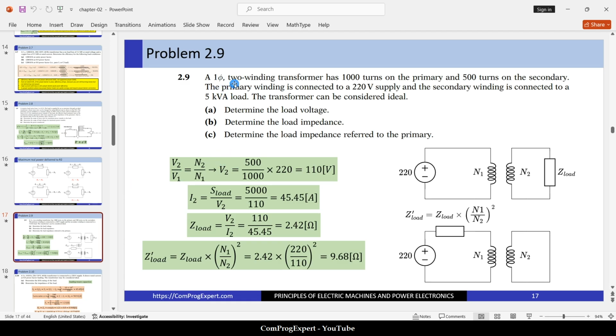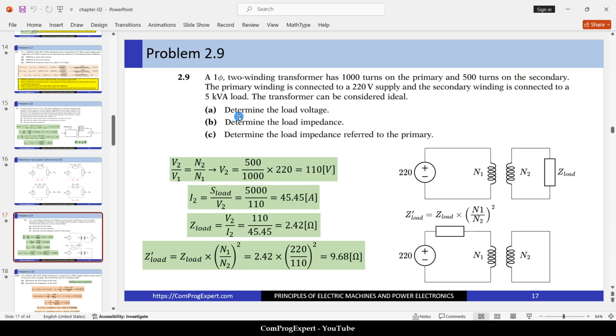A single phase two winding transformer has 1000 turns on the primary and 500 turns on the secondary. The primary winding is connected to a 220 volt supply and the secondary winding is connected to a 5 kilovolt ampere load. The transformer can be considered ideal.